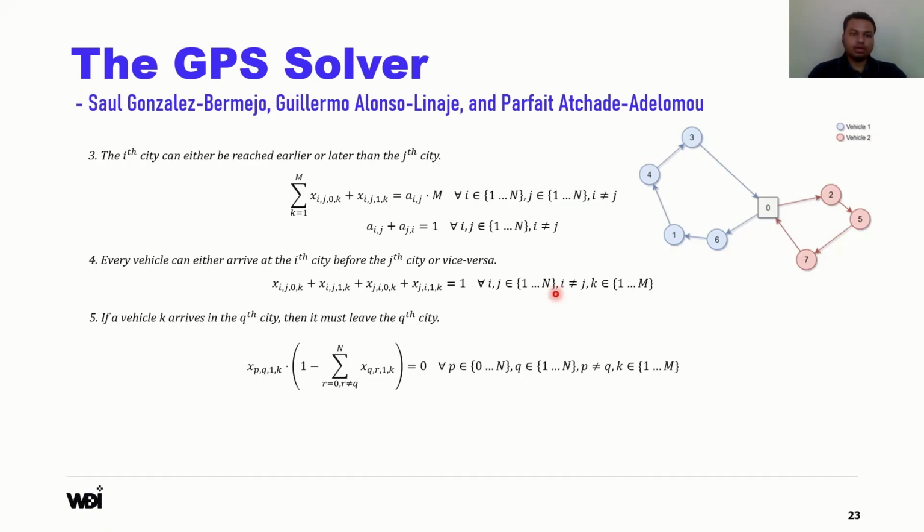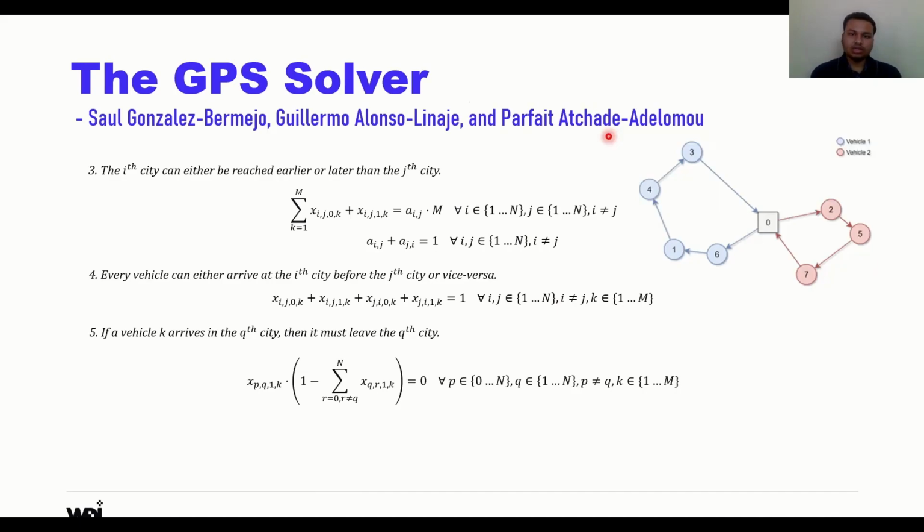Okay. So for the fifth constraint, we have that if a vehicle arrives at a city, then it must leave that city. So if a vehicle goes from the kth city to the kth city, then there must be exactly one other city, or there may be the depot, that the vehicle visits after the kth city.